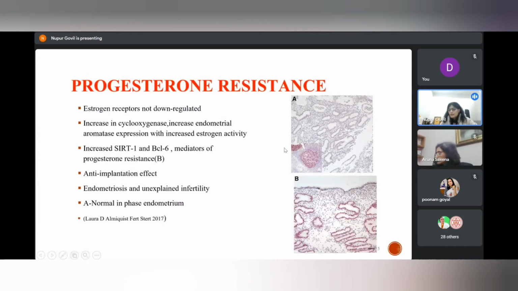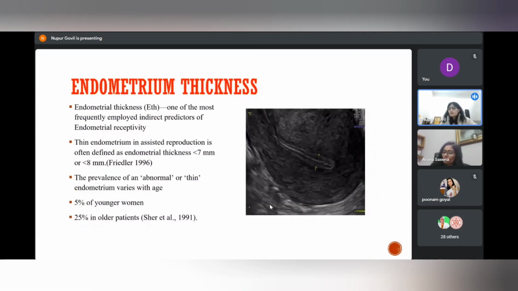So there are two images here where we see the first image, which is normal phase endometrium, and the second image, where there is increased expression of SIRT1 and BCL6. If these mediators are present, these patients require a higher dose of progesterone to get proper receptivity in the endometrium. So we discussed the functionality of the endometrium.